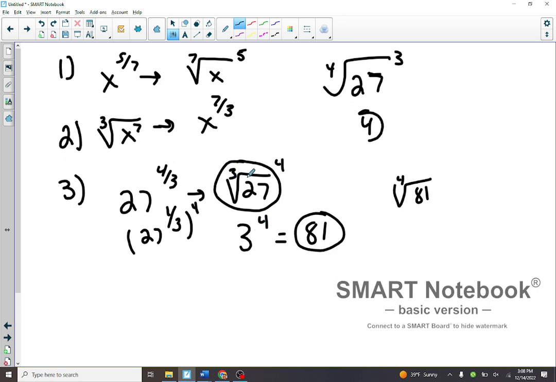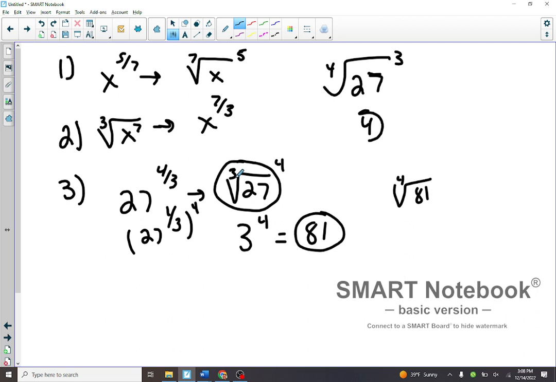Cube root of 27. So you ask yourself, or use your calculator, what times itself 3 times gives you 27? 2 times 2 times 2 gives you 8. 3 times 3 times 3. Itself 3 times, because it's a 3. If it was a 4, it'd be 4 times. For that part, always just take that 3 from there to begin with.